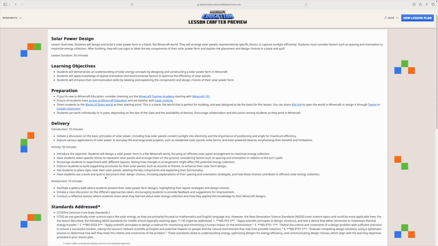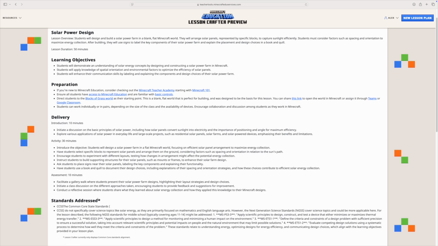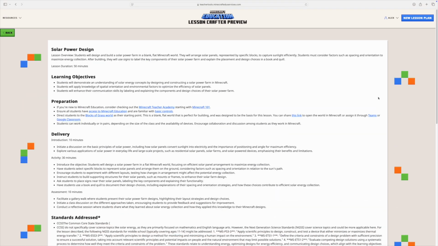And then there's also an element that has students use the book and quill to document their design choices. So we're also bringing in some writing challenges. I think that's really important in our day and age, that students will still write down their motivation as well. In the assessment period, we have a class discussion. Also really important that kids still get to explain their choices to others and are able to demonstrate those. So that's really cool.